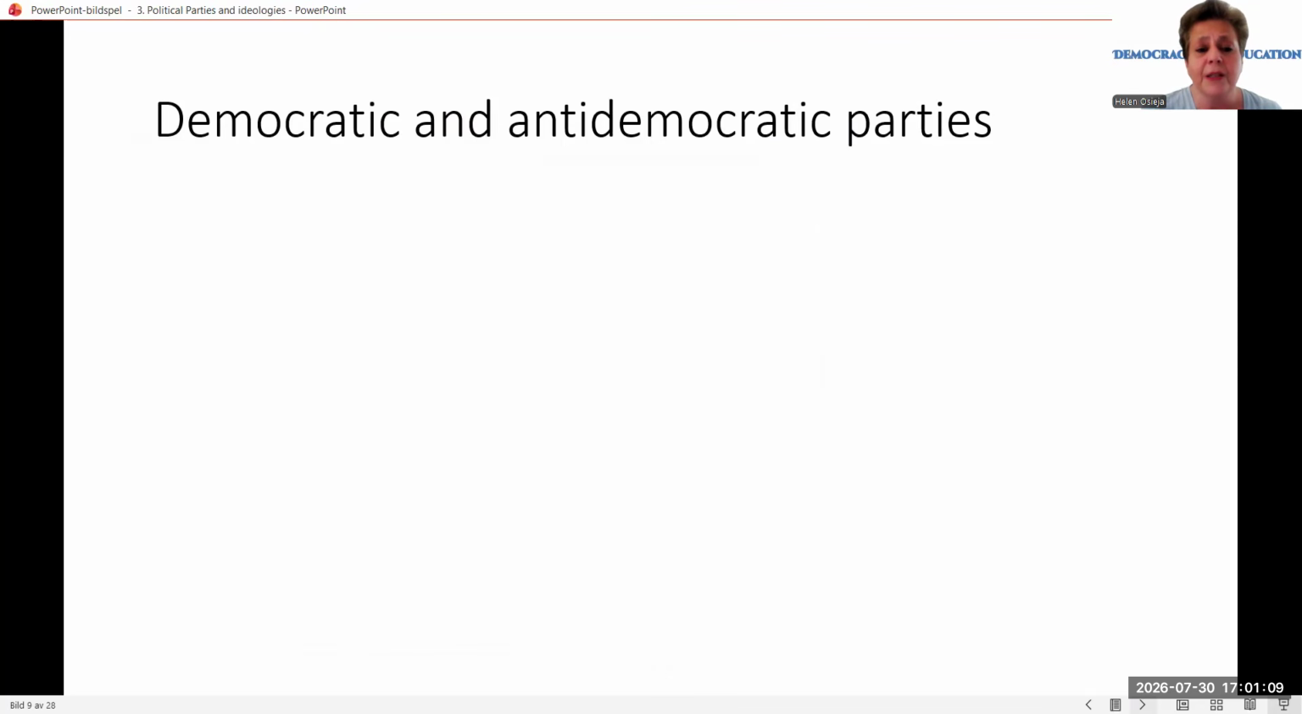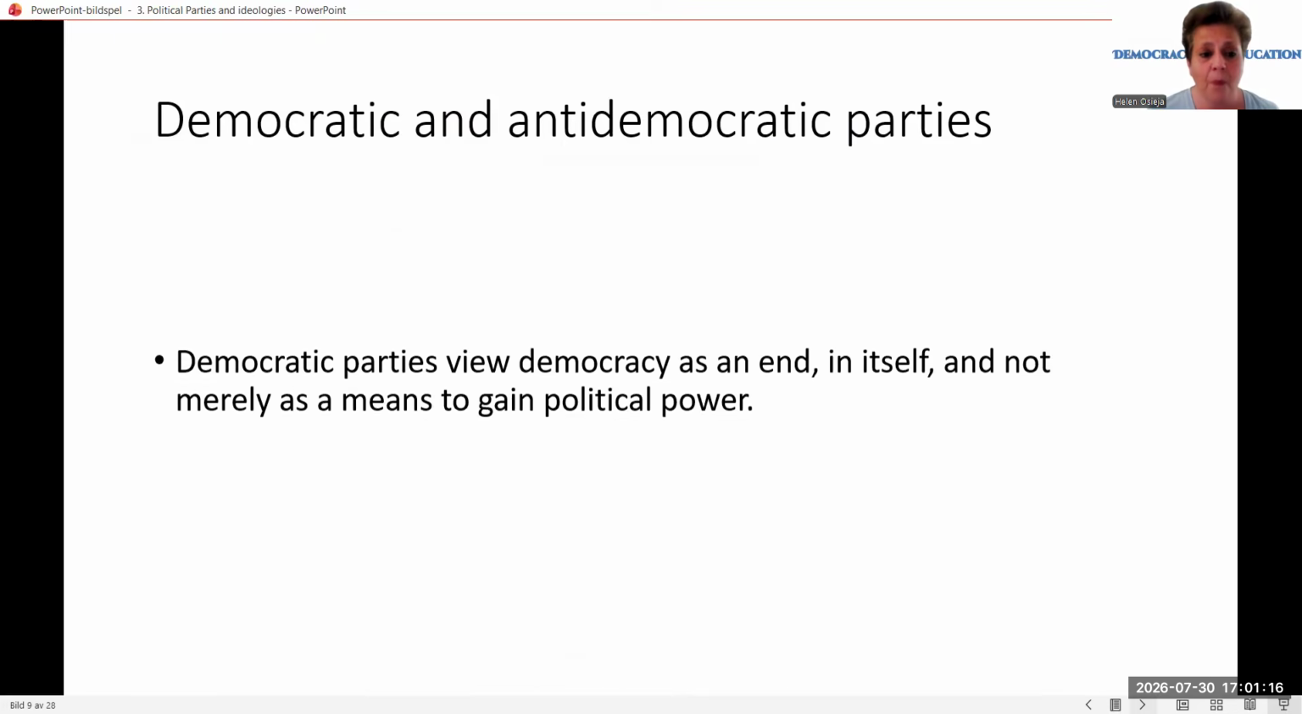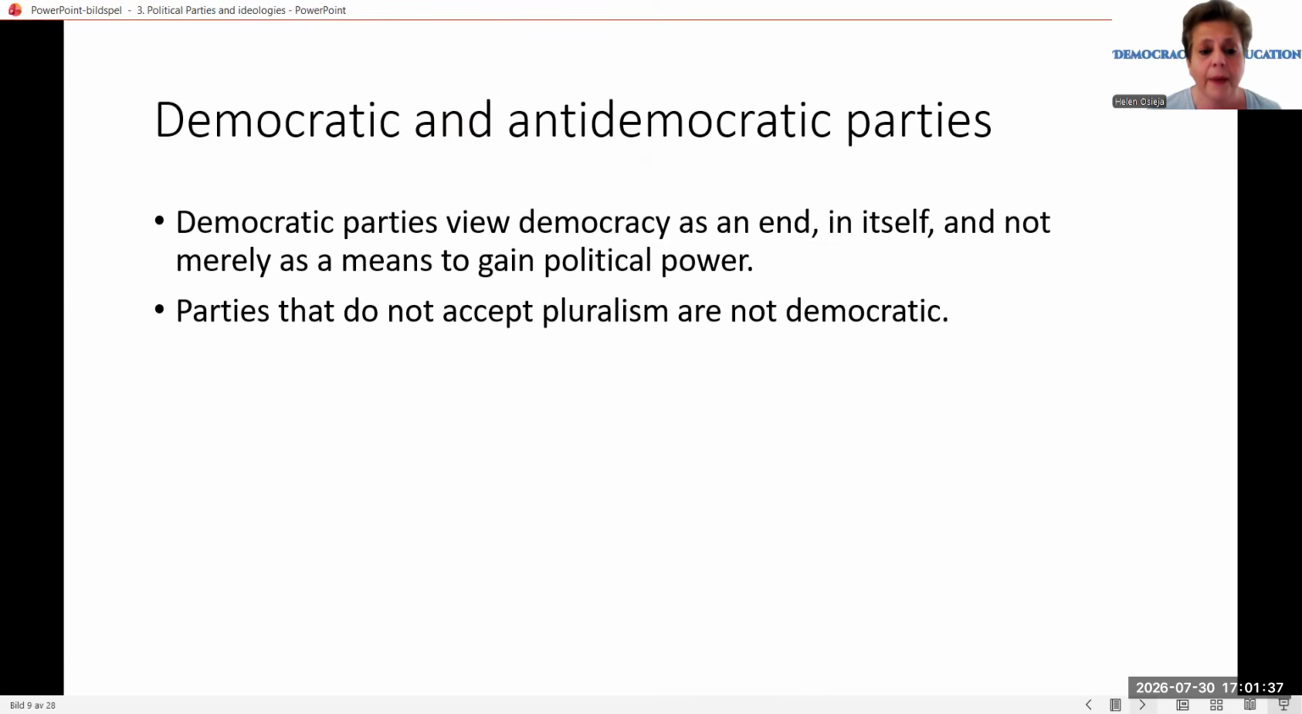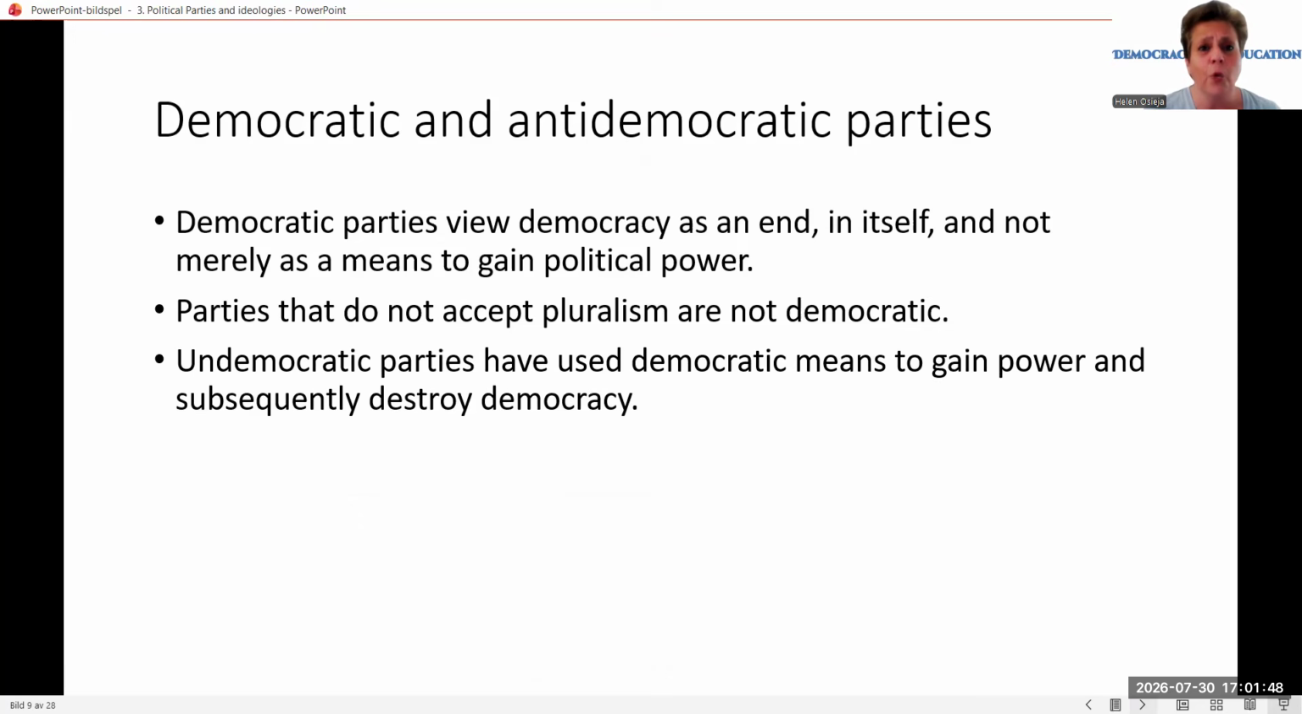But now I'm going to present the difference between democratic and anti-democratic parties. Democratic parties view democracy as an end in itself and not merely as a means to gain political power. In other words, democratic parties want to maintain democracy as a form of government. Parties that do not accept pluralism are not democratic, and undemocratic parties have used democratic means, like elections, to gain power, and once in power, destroy democracy.